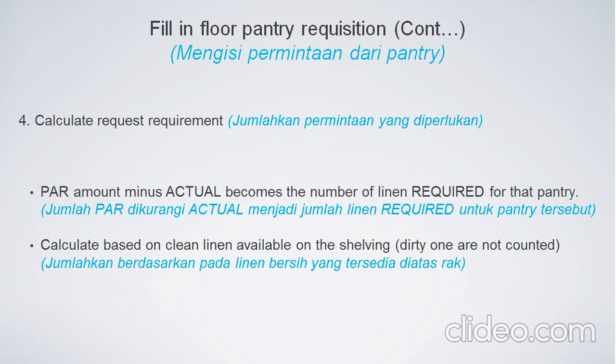Number 4. Calculate request requirement. Par amount minus actual becomes the number of linen required for that pantry. Calculate based on clean linen available on the shelving, dirty one are not counted.